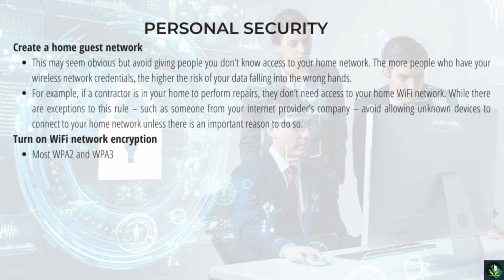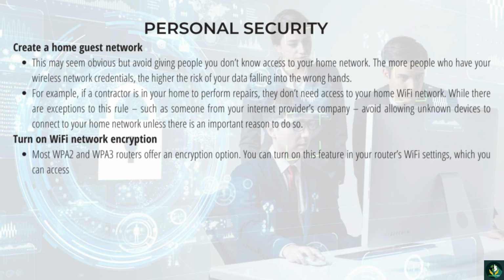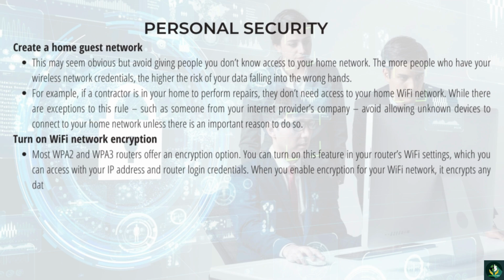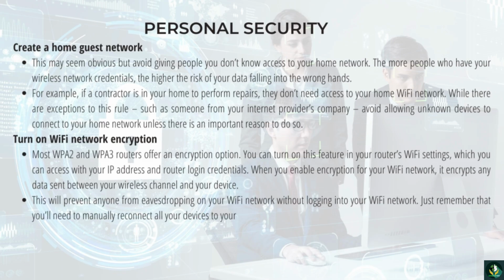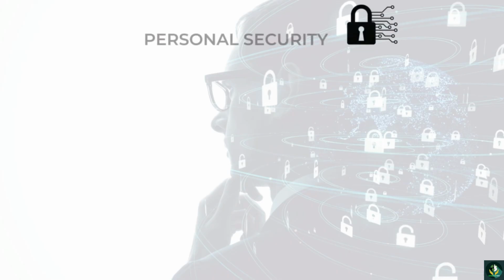4. Turn on Wi-Fi network encryption. Most WPA2 and WPA3 routers offer an encryption option. You can turn on this feature in your router's Wi-Fi settings, which you can access with your IP address and router login credentials. When you enable encryption for your Wi-Fi network, it encrypts any data sent between your wireless channel and your device. This will prevent anyone from eavesdropping on your Wi-Fi network without logging into your Wi-Fi network. Just remember that you'll need to manually reconnect all your devices to your wireless network after you enable this.